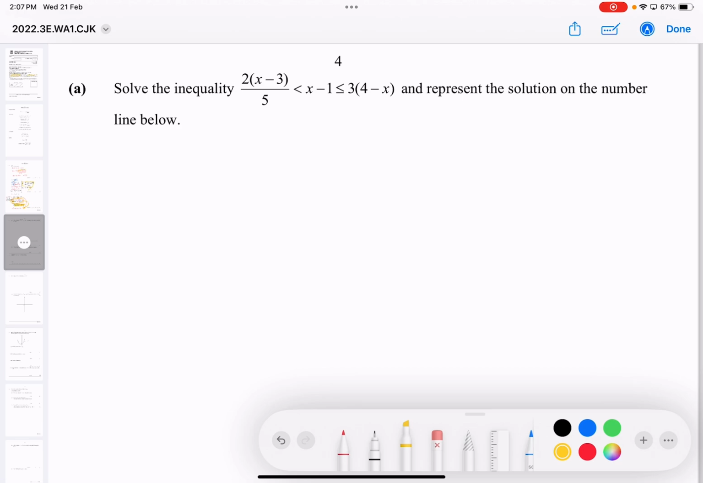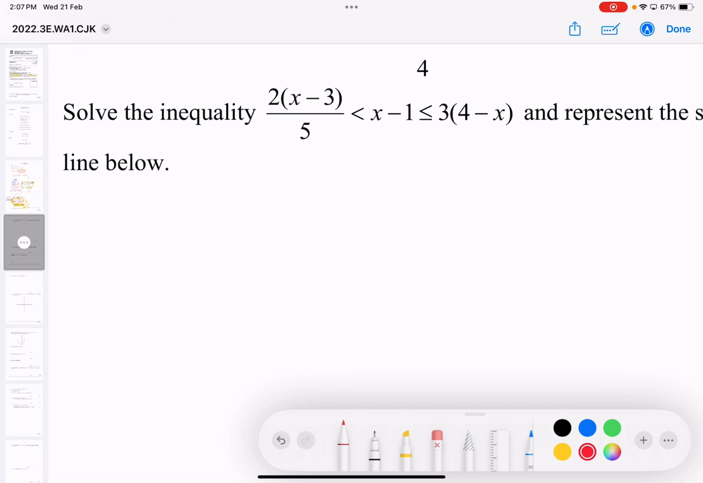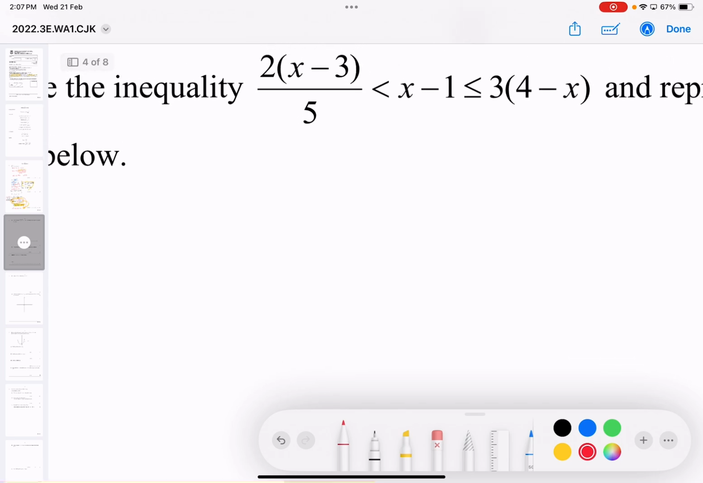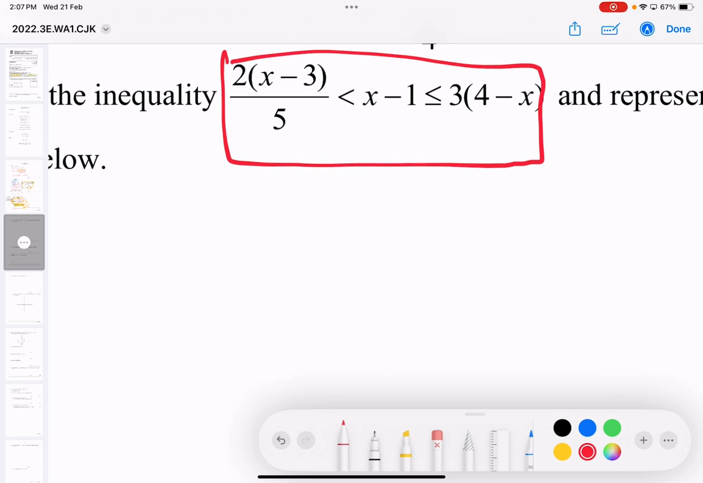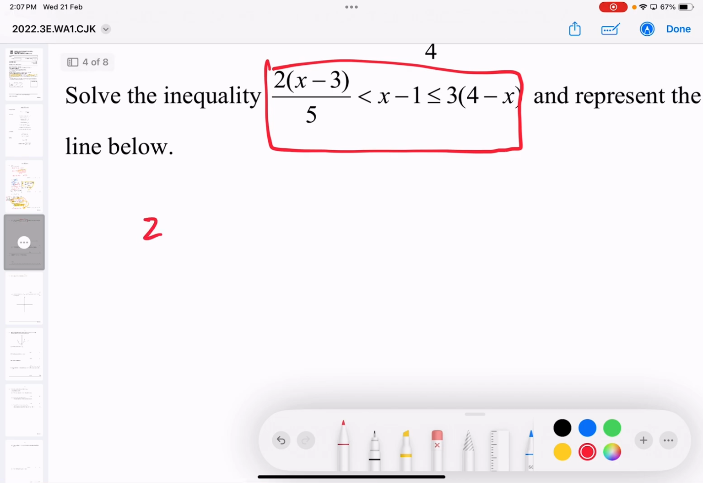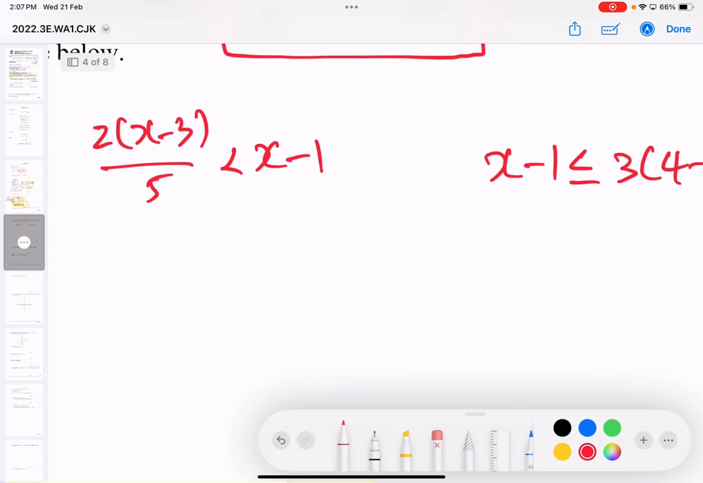Do I need to go through this one? I'll just show the first step. I haven't worked out anything, but I'll show you the first step. This kind is simultaneous inequalities. You need to solve this in 2 parts first. The first part, (2x minus 6) over 5 is less than x minus 1. Or you have x minus 1 is less than or equal to 3 times (4 minus x). You need to separate it into 2 separate inequalities, then solve them separately.